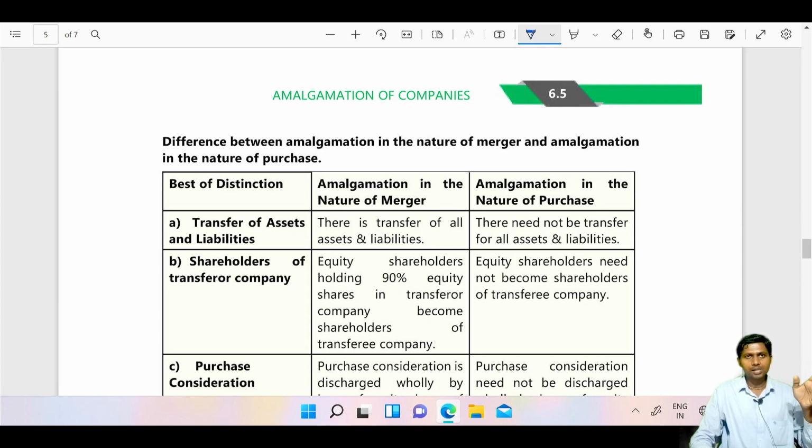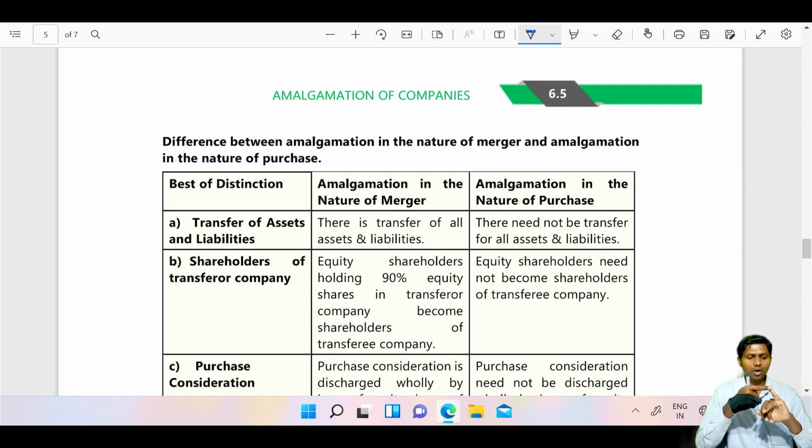In the exam you could be asked the difference between the merger method and the purchase method. For the merger method, for accounting you will find the pooling of interest method. When to use merger: if all assets and liabilities of the transferor company are transferred to the transferee company, then you can use merger, and this must be transferred at book value, and more than 90% of shareholders must agree.